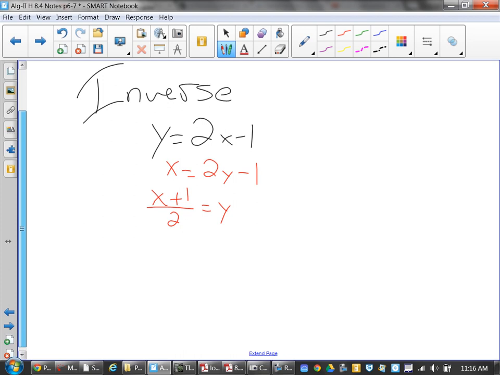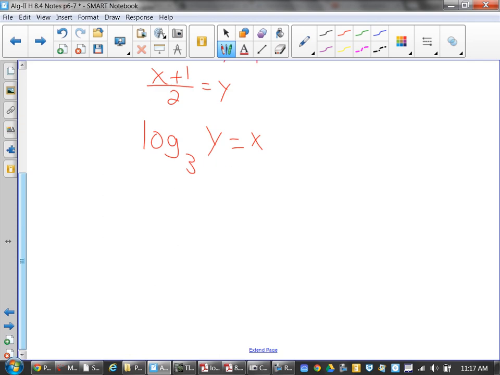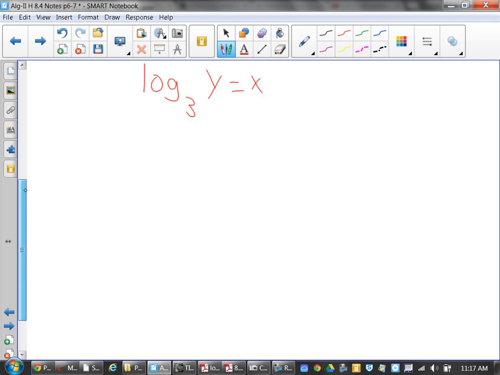So what happens when we get into the logarithm style of an inverse, it'll look like this. Log base 3 of x is, let me do it the way they have it set up, log base 3 of y is x. So if I go to get the inverse of that, I switch my x's and y's, and I rewrite it.